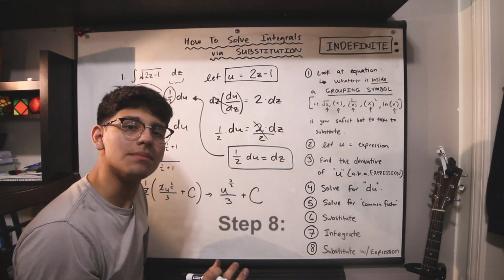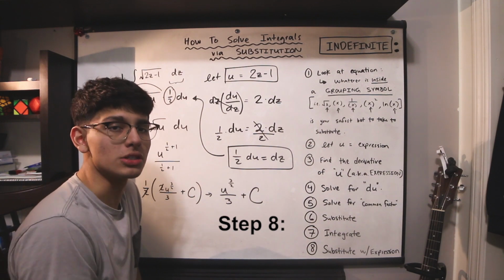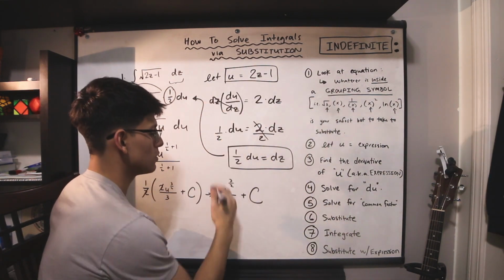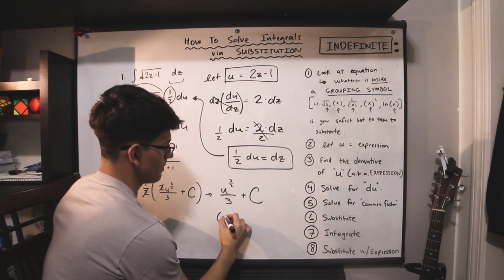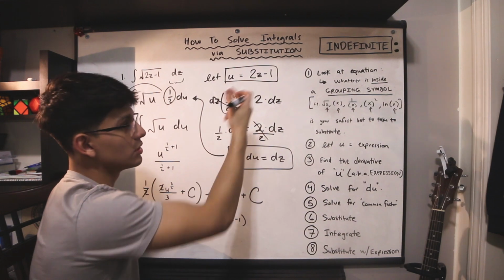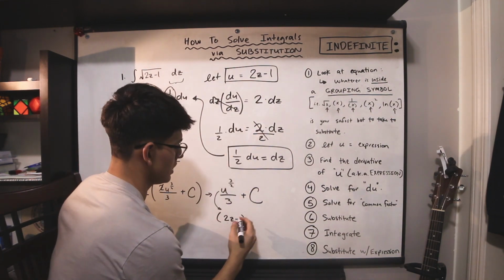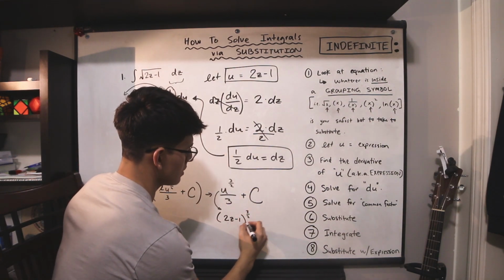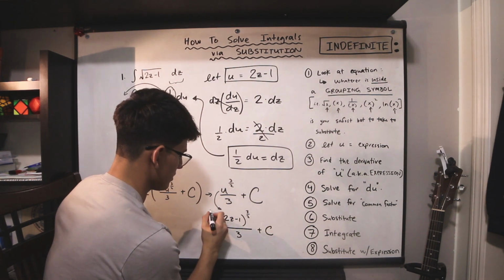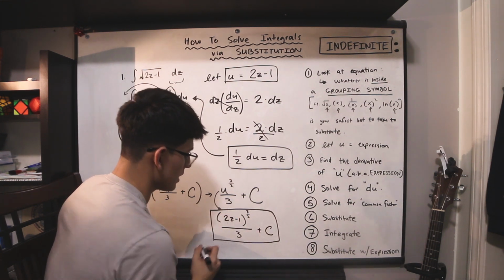And the last step now is to substitute back the expression. So we're going to substitute our expression, what we had originally subbed in for. So what we're going to do is put 2z minus 1 instead of u. We're just plugging in the original expression. And we are taking that to the 3/2 power over 3 plus c. And now this is your evaluated integral.